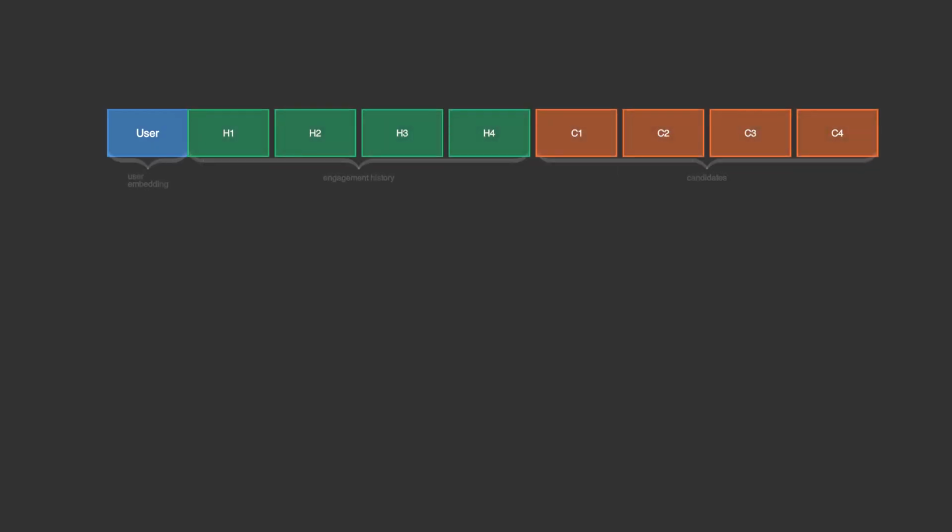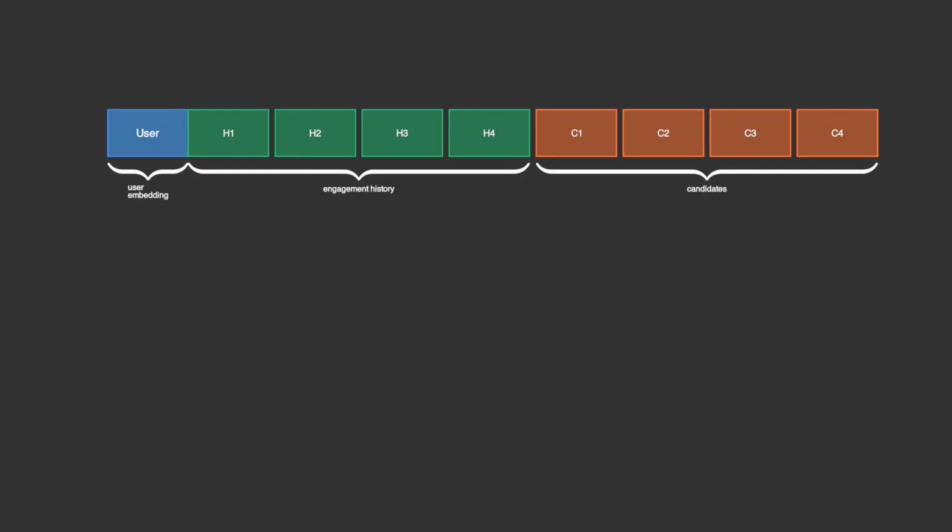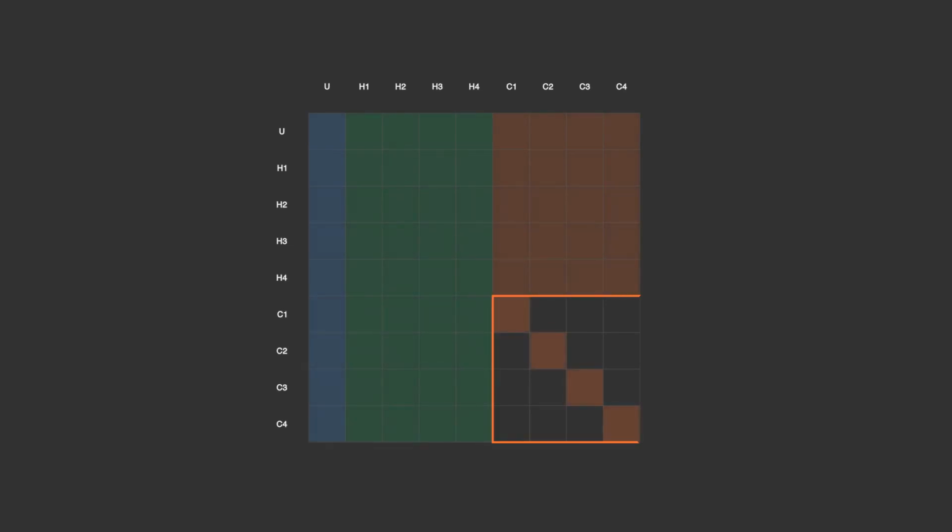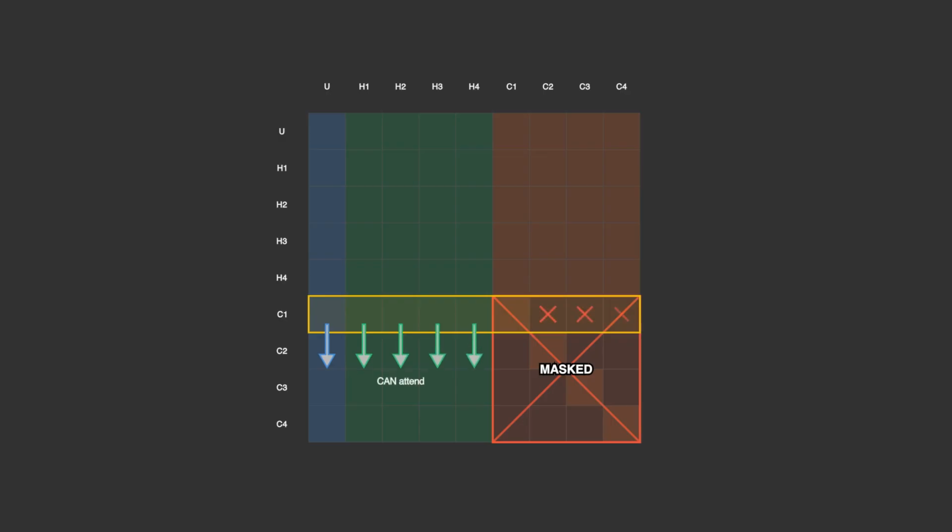Here is the critical design choice: candidate isolation. During the transformer's attention computation, each candidate position can attend to the user embedding and the full engagement history, but candidates cannot attend to each other. The attention mask is constructed by the make_recsys_attn_mask function in grok.py. It starts with a causal mask, zeroes out the entire candidate-to-candidate block in the bottom right corner, then adds back only the diagonal so each candidate can self-attend.